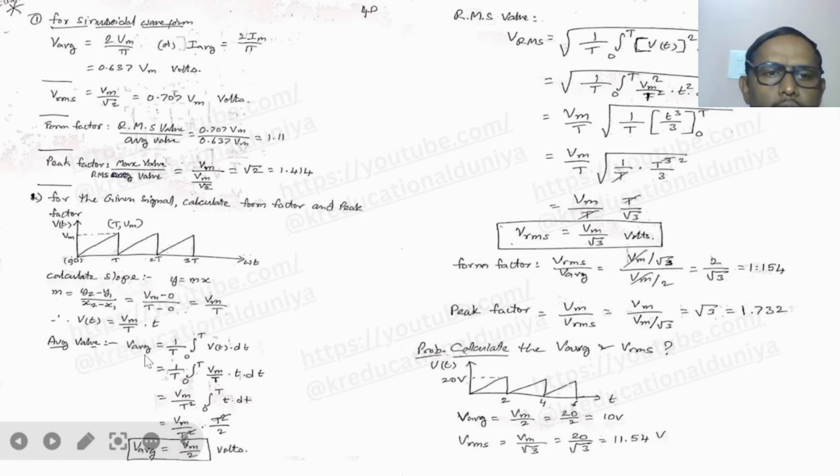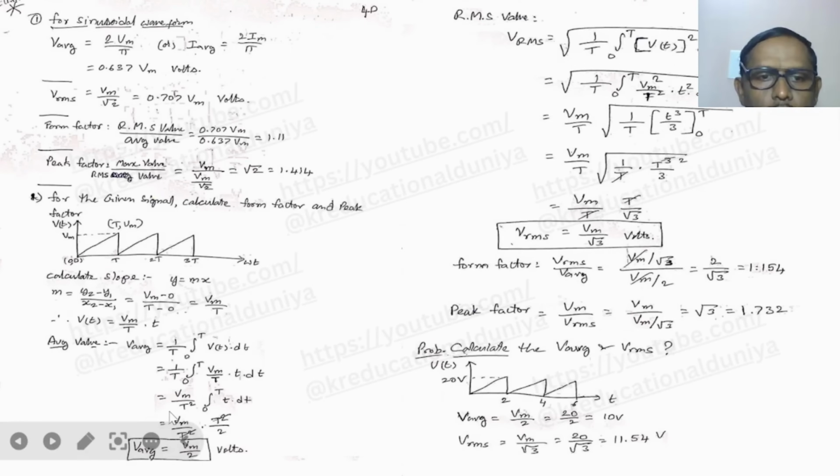So we got the V of t value, that is Vm by T into t. Average value, V average is equal to 1 by T integral 0 to T V of t dt, that equals 1 by T integral 0 to T, instead of V of t I am substituting Vm by T into t, so Vm by T into t dt. Here this Vm and T, the constants, will go outside. So Vm by T square integral 0 to T t dt, it is like integral x dx. Integral x dx equal to x square by 2, right?